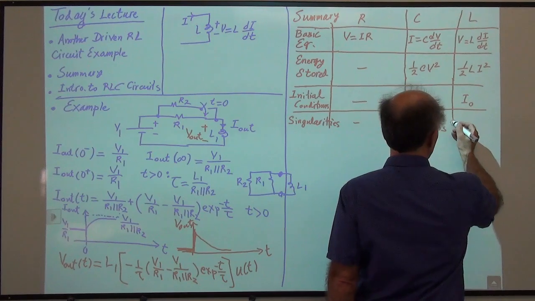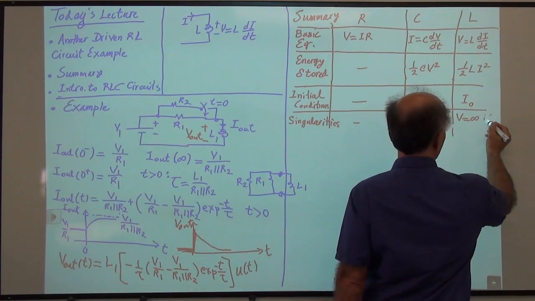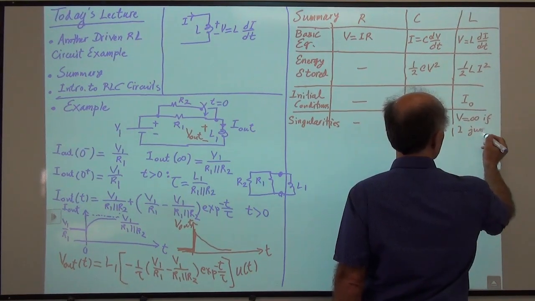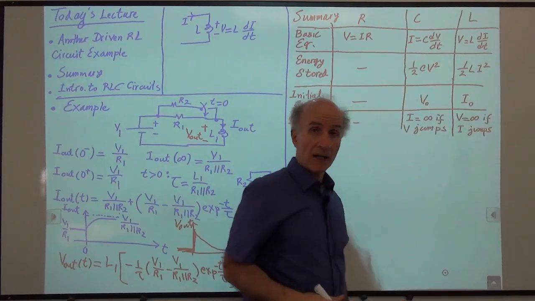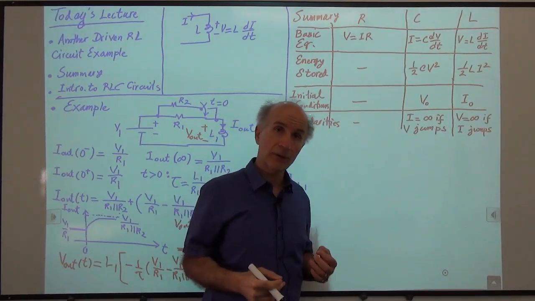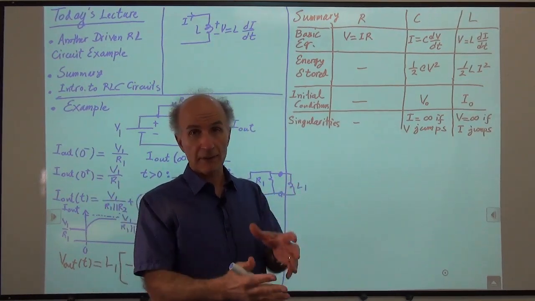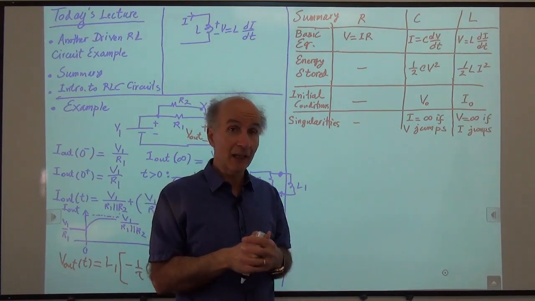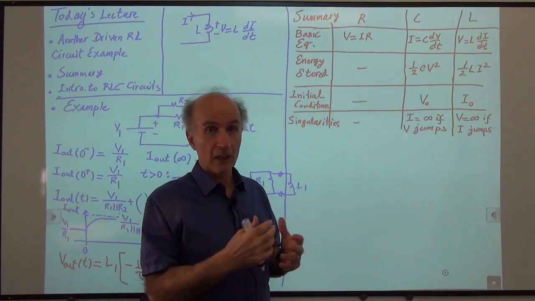And for an inductor, it's the other way around. So we say V is equal to infinite if I jumps. So again, if the circuit must jump the current in zero time, then the circuit must be able to provide an infinite voltage across the inductor at that point in time. It's an impulse. So that impulse has to be available. And of course, in practice, we can't do that. We can just make approximations of these things.